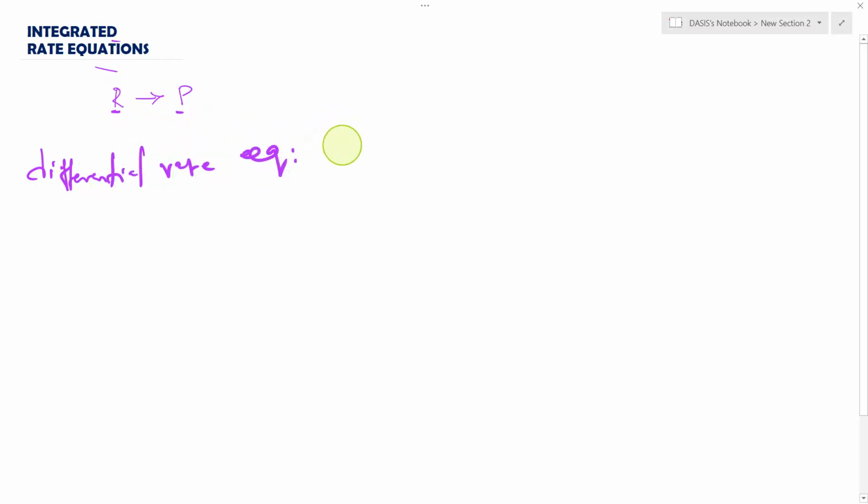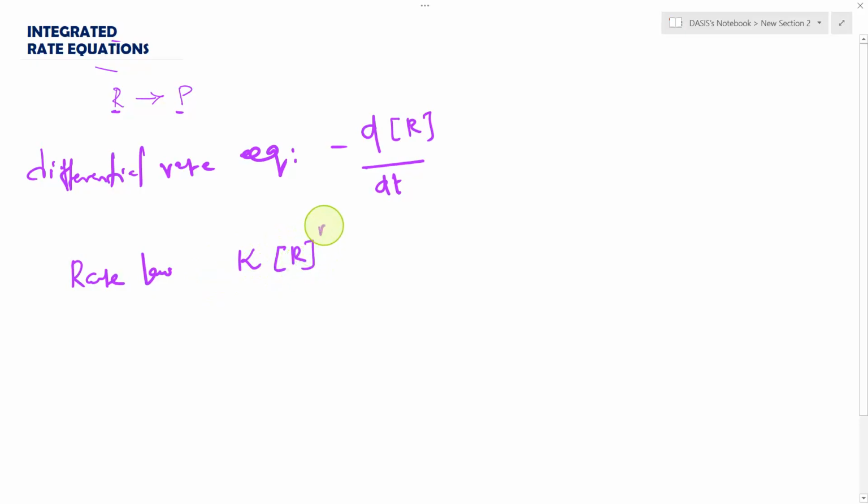This can be written as minus dR by dt, right? Change in concentration with respect to time. And as per rate law, the rate of the reaction can be written as rate constant into concentration of the reactant raised to its order. n is the order of the reaction. So these are the two types of expression of the rate of the reaction. One is the differential rate equation, another one is the rate law.